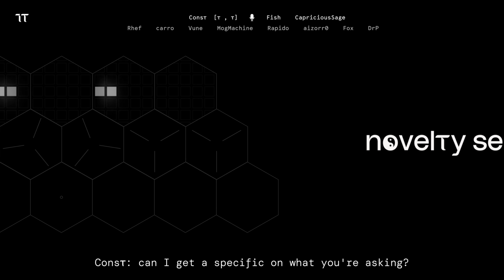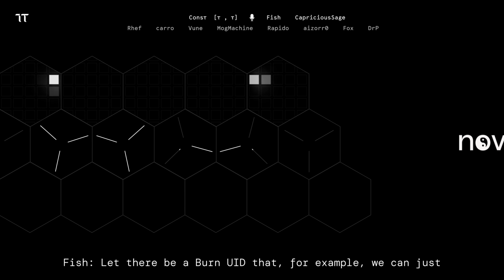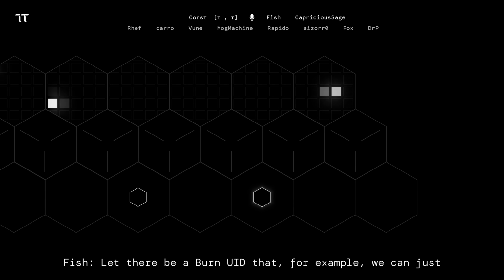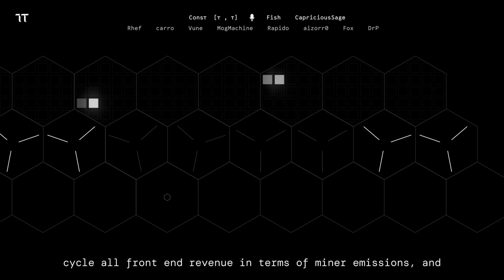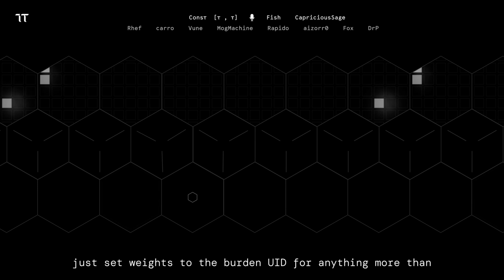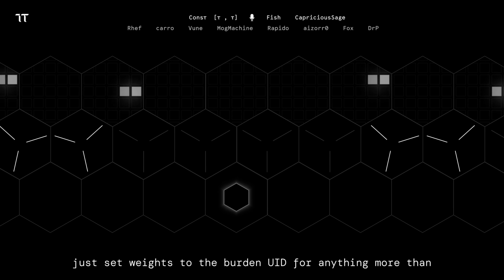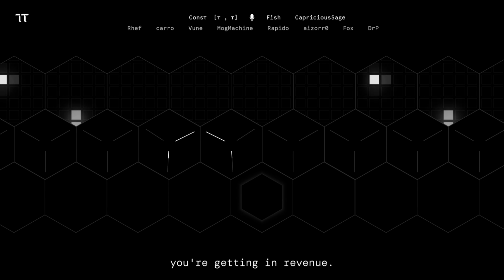Can I get a specific on what you're asking? Let there be a burn UID that, for example, we can just cycle all front-end revenue in terms of miner emissions and not pay out any more miner emissions than that, and then just set weights to the burn UID for anything more than that, so that you never pay out more in miner emissions than you're getting in revenue.